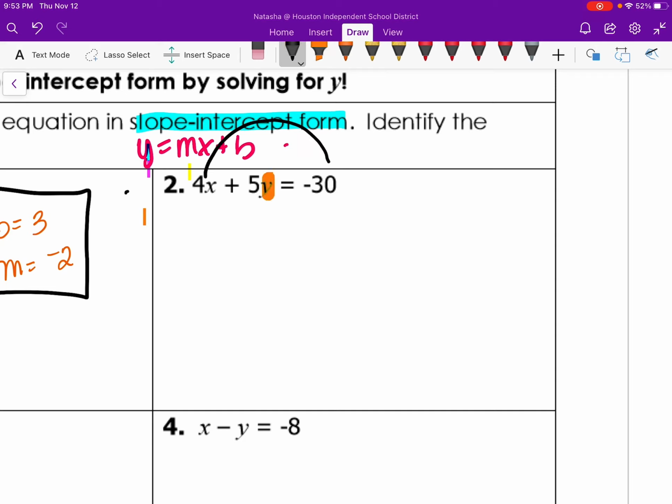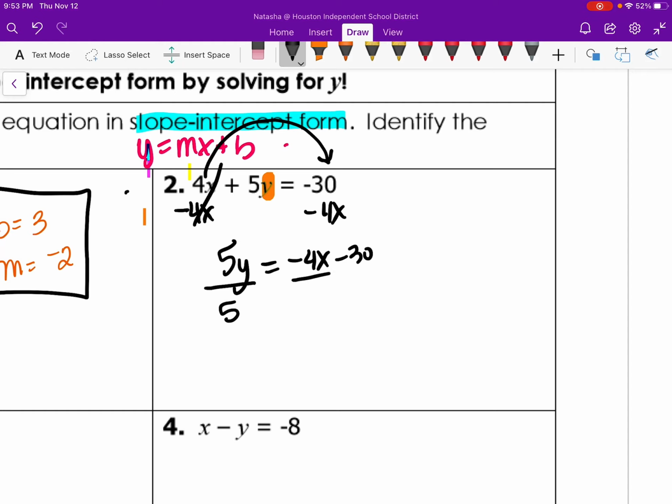Okay, the 4x, I'm going to move that first. It's positive 4x, so I'm going to subtract 4x from both sides. That cancels. That leaves me with 5y is equal to negative 4x minus 30. Well, then y isn't by itself. The 5 is in the way. It's being multiplied by y, so I'm going to divide 5y by 5, the coefficient.